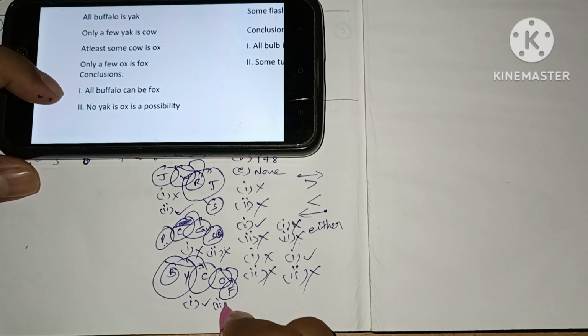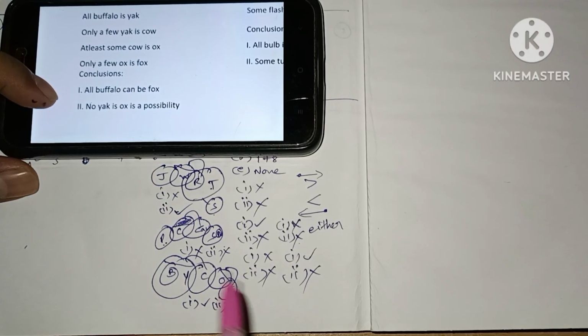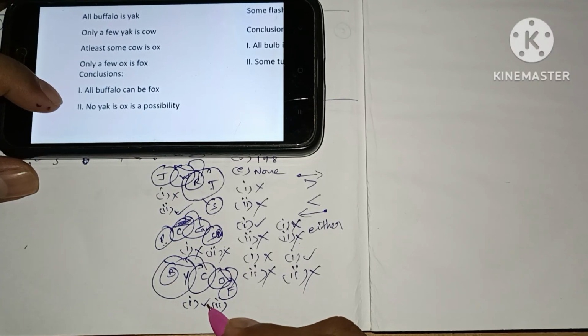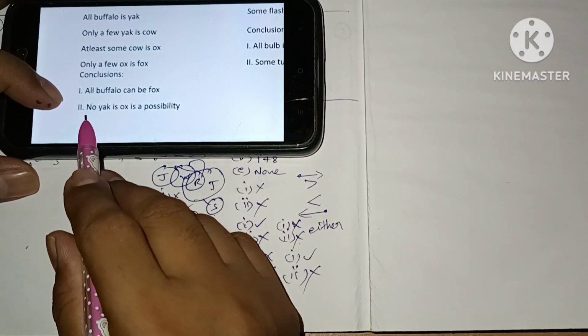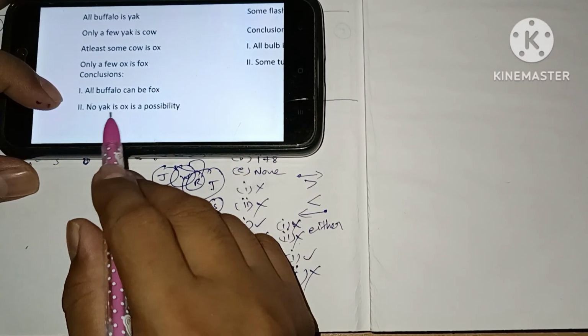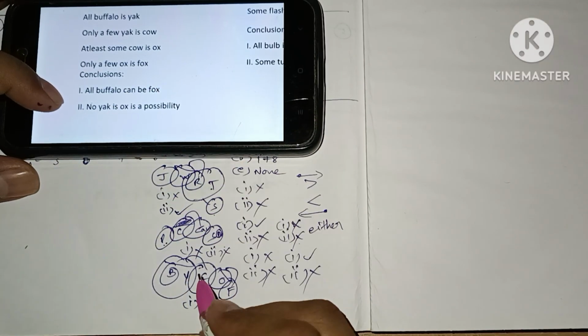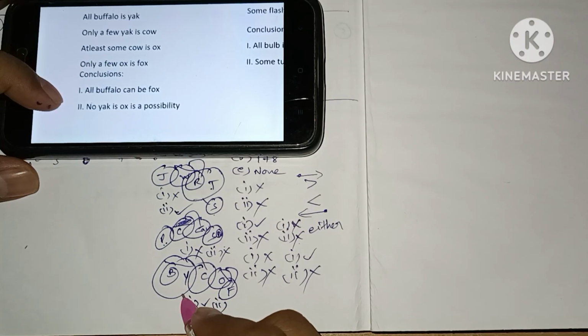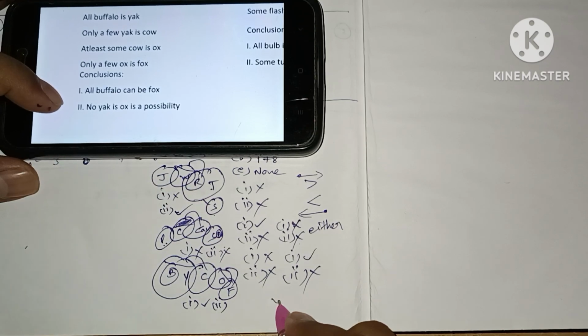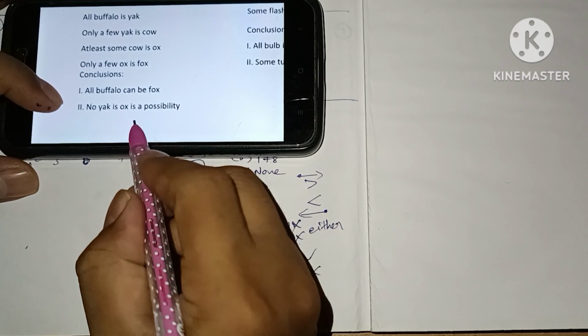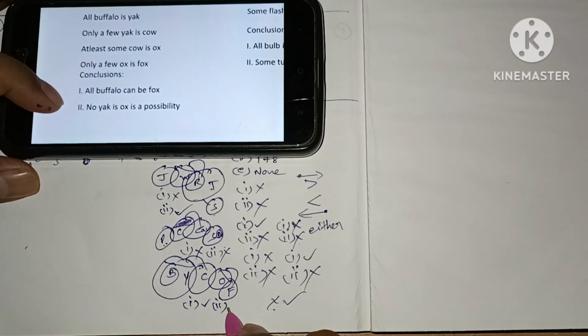Second conclusion, no yak is ox is a possibility. First leave the is a possibility side. We see no yak is ox. For that we check some yak is ox. Some yak can be shared with ox. Some case is possible. Some case possible means no case fails. Here it fails, and saying that possibility means the answer will be true. Okay. So the answer for this one will be true.